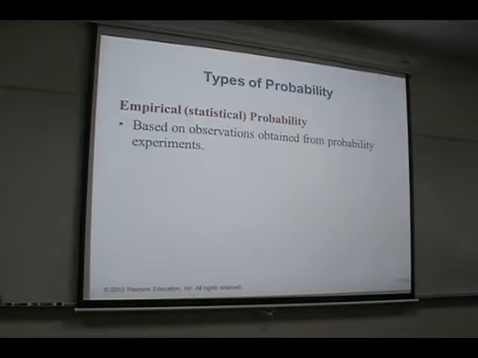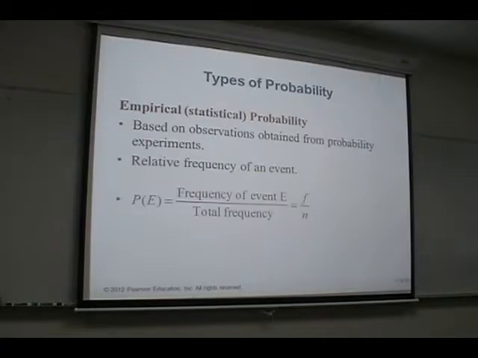And if they're going to want you to be able to classify as in classical or statistical or whatever, they're going to want you to be able to classify events or probabilities. Okay, so empirical or statistical probability is based on observations obtained from probability experiments. So it's like the relative frequency of an event. The way they're going to compute that is the frequency of the event, F, and we've talked about that before in those charts and those tables we've done, divided by the total frequency. In other words, divided by the total number.